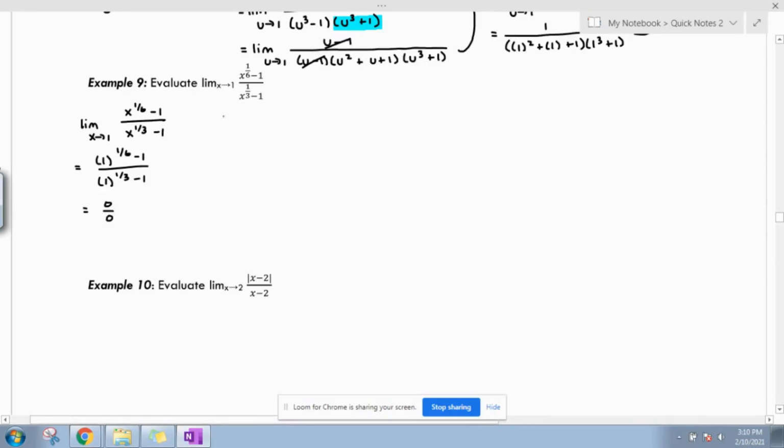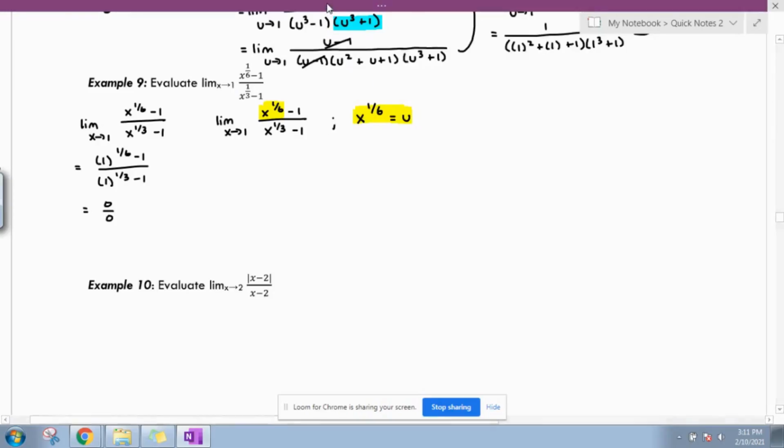So let's start off again by rewriting our limit. The limit as x approaches 1 for x to the exponent 1/6 minus 1 all over x to the exponent 1/3 minus 1. So remember, you've got two different variables, x, with different exponents. Always look for the smallest exponent to work with. In this case, that would be 1/6. So on the side, I'm going to say, let x to the exponent 1/6 equal u. Okay, so that's my first variable change.